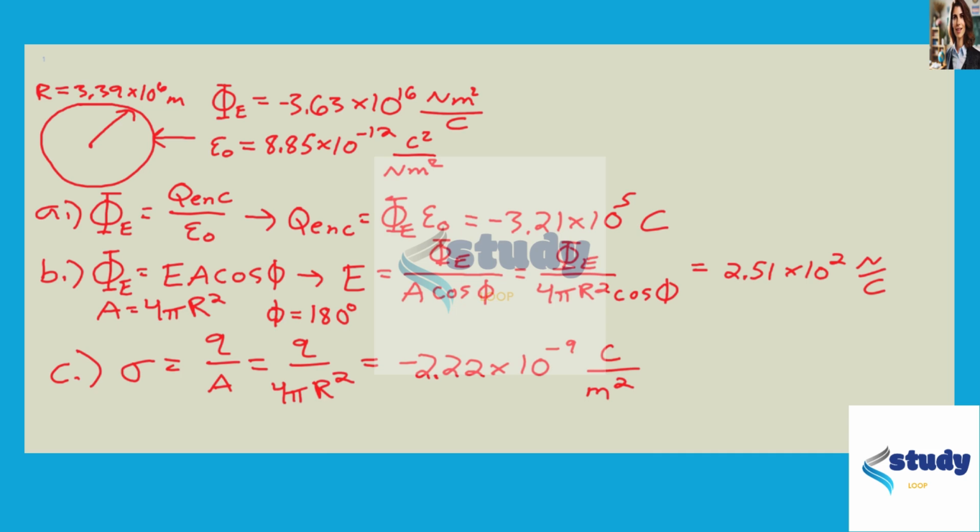Part C asked us to find the charge density on Mars, assuming the charge is uniformly distributed. The charge density, denoted with the Greek letter sigma, is just how much charge is distributed over the total surface area. So we take our total charge, Q, that we just found in part A, because that's how much total charge is on Mars, divided by the total surface area of Mars. Total surface area, again, is just 4 pi r squared. So our charge density is just Q divided by 4 pi r squared.